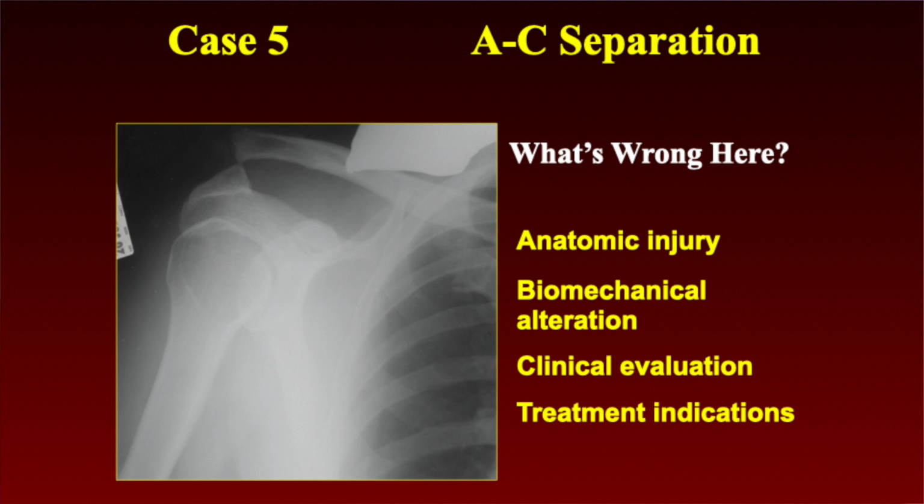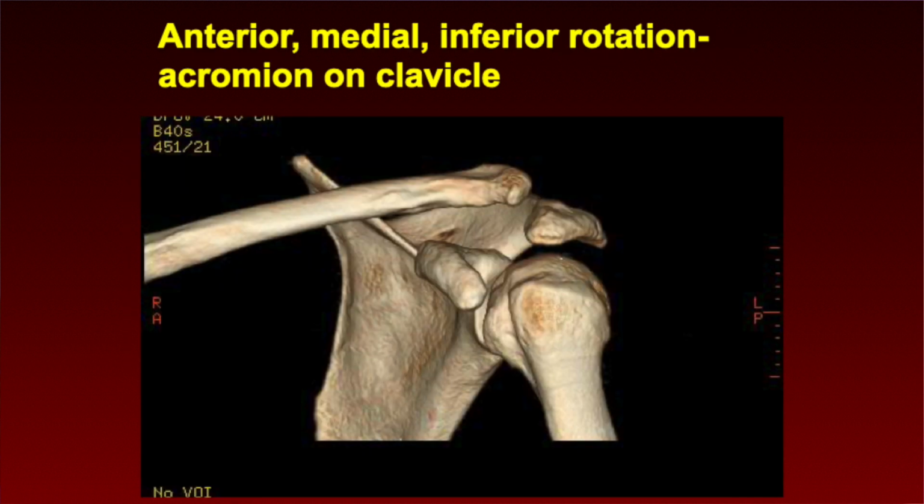Well, what's the biomechanics? What's going on here? What's the treatment? Is this something you fix, something you let go? There's a lot of controversies about that. Once again, using the loss of the strut and the position of the scapula as an indication can help you. This is a 3D CT showing once again this internal rotation, inferior positioning of the acromion in relationship to the clavicle as the mechanical result of the injury.